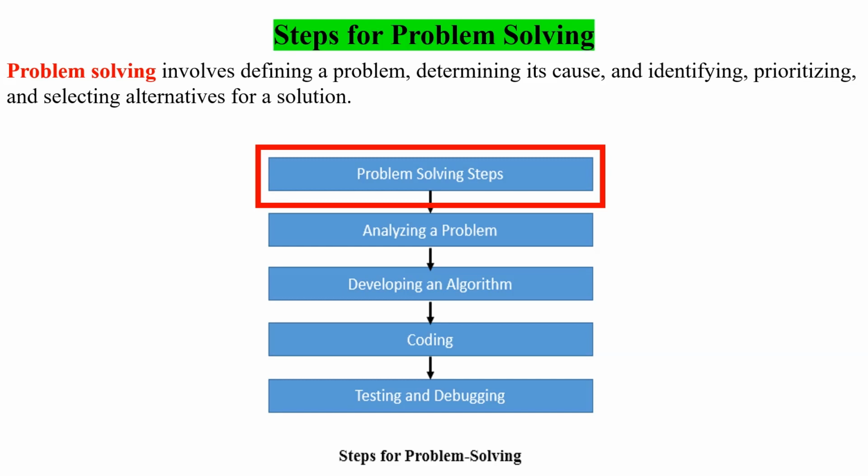Many problems in our daily lives require problem solving. Problem solving involves defining a problem, determining its cause, and identifying, prioritizing, and selecting alternatives for a solution. Implementation of a solution is also part of problem solving. Examples of problems that require problem solving include developing a mark sheet or calculating simple interest. Writing clear and correct, step-by-step instructions in proper sequence is important when programming.